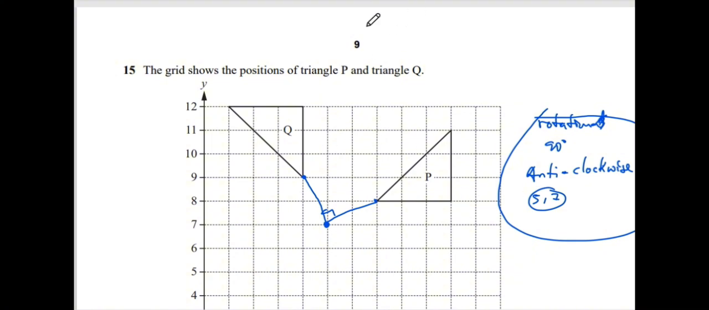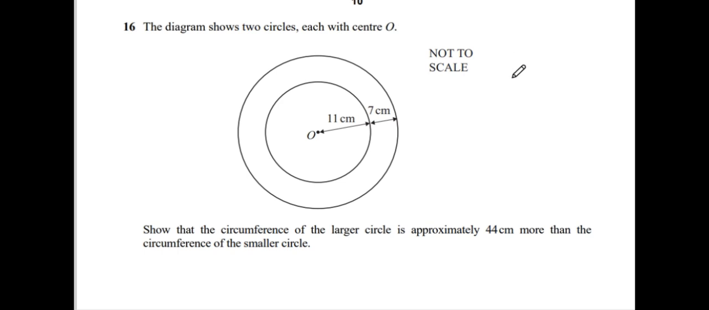Okay, so let's move to the next question. Let's see that the diagram shows two circles, each with center O. Okay, so we can see two circles there. So let's tag the small one R1, which is 11, and R2, which is 11 plus 7, will give us 18. Okay, so with this, we can now read the question and know what they are asking us to find.